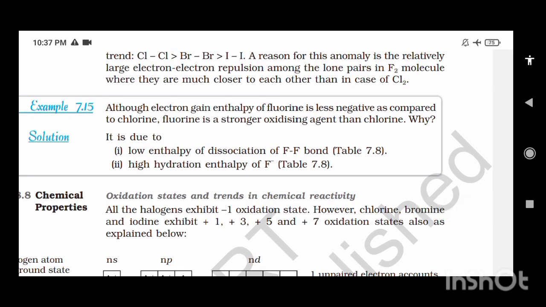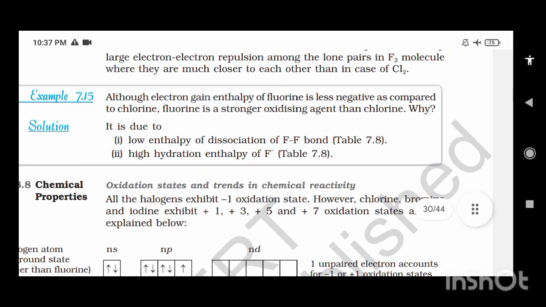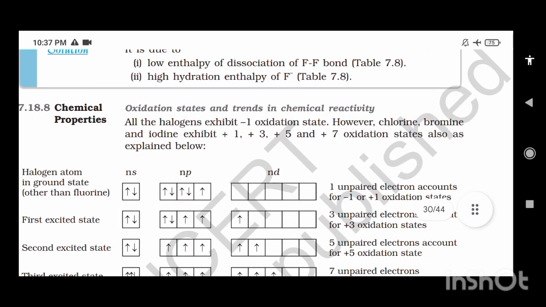Although the electron gain enthalpy of fluorine is less negative as compared to chlorine, fluorine is a stronger oxidizing agent than chlorine. It is due to the low enthalpy of dissociation of the fluorine-fluorine bond and the high hydration enthalpy of the fluoride ion.